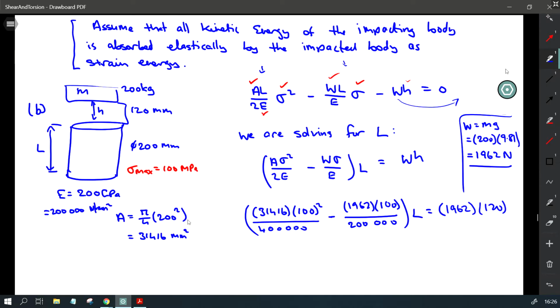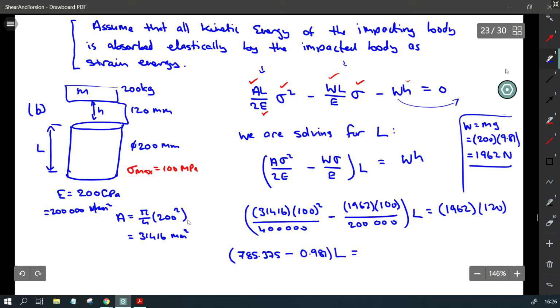So if you work all that out, we won't make you do it, but if you do work it out, it comes, I think, to 785.375 minus 0.981 times L, and that's equal to 235,440.